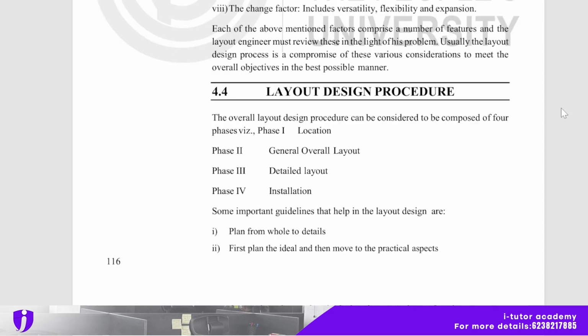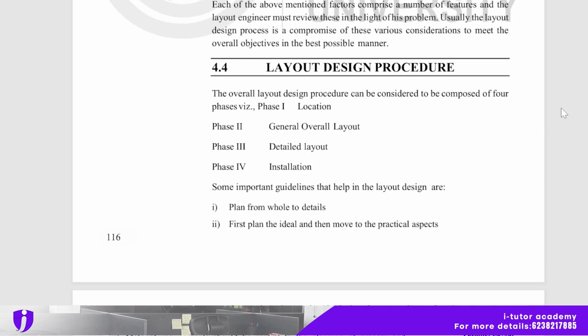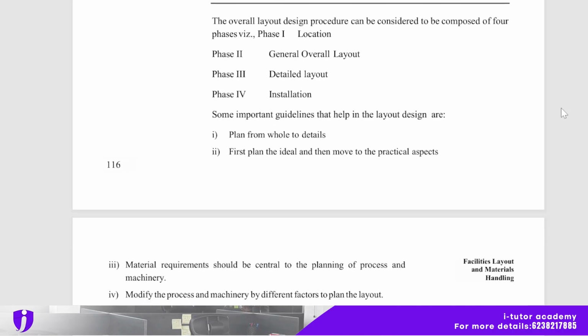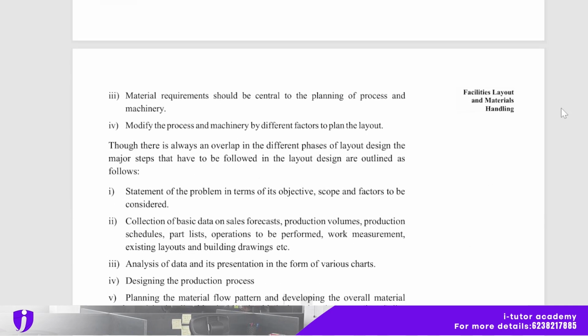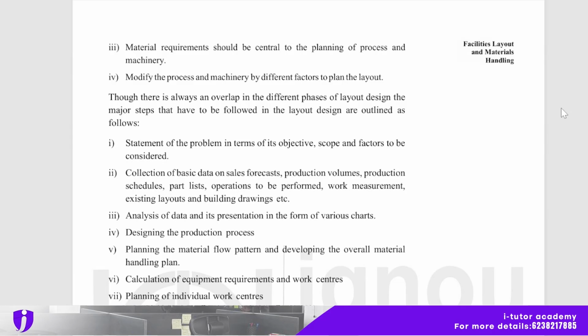So next is layout design procedures. What are the procedures for layout design? The overall layout design procedure can be considered to be composed of 4 phases. Phase 1 is location. Phase 2 is general overall layout. Phase 3 is detailed layout. Phase 4 is installation. Some important guidelines that help in layout design are: plan from whole to detail, first plan the ideal and then move to the practical aspect, and material requirement should be central to the planning of process and machinery.